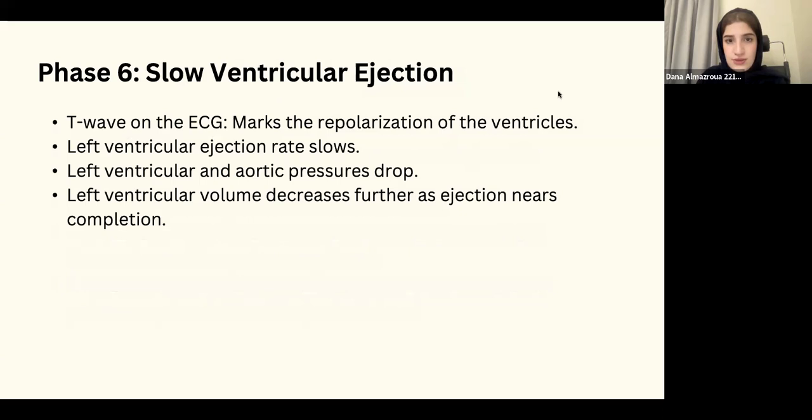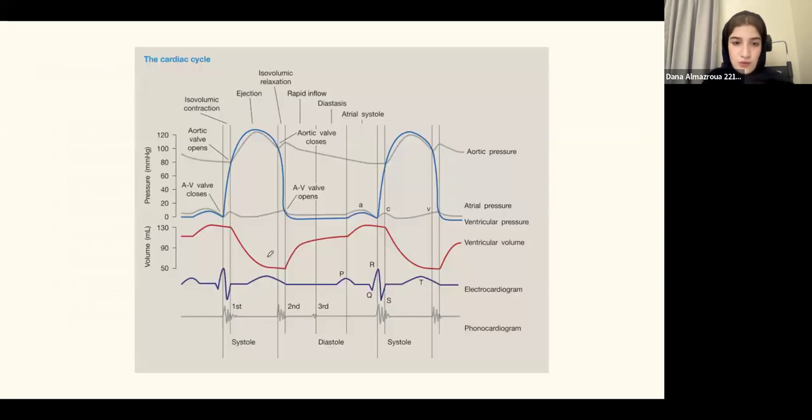Now, the slow ventricular ejection is very similar, except now we're going to start to see the T wave, where the ventricles begin to repolarize and begin to relax, and the ventricular ejection slows. The pressures begin to drop. We've seen that in the cardiac cycle. And the volume decreases further as ejection nears completion. We've seen the volume begins to drop to almost nothing. We begin to see the T wave on the ECG.